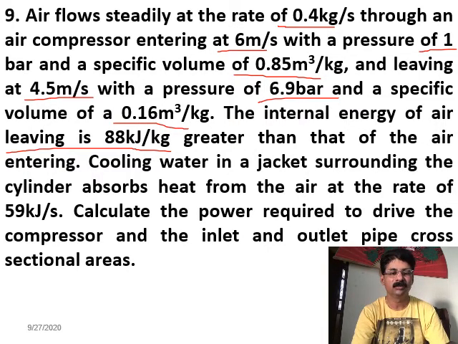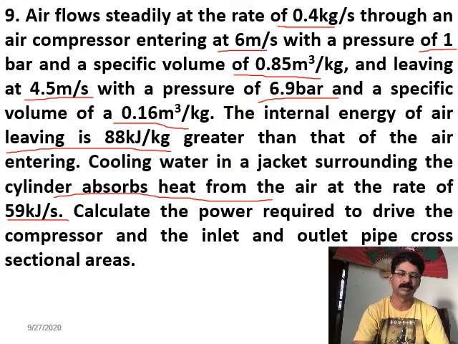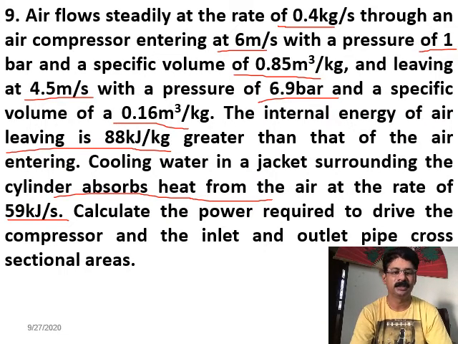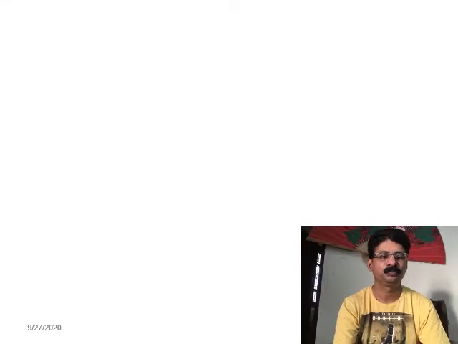Cooling water in a jacket surrounding the cylinder absorbs heat. The compressor cylinder is covered by a cooling water jacket, and the water absorbs 59 kilojoules per second of heat. So this is also given in kilojoules per second. This is Q dot, and it should be negative because it is rejected to the water. Now you are supposed to calculate the power and also the area at the inlet and the outlet. Very easy problem.